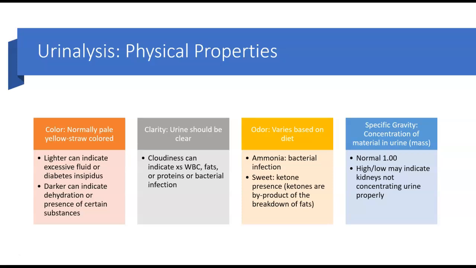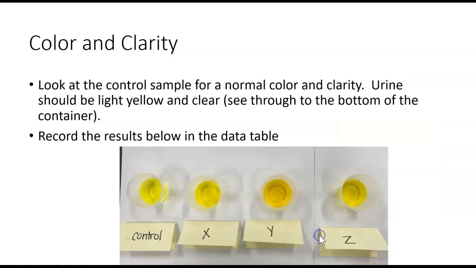And then we also look at specific gravity, which is basically the concentration of things in your urine. So the different chemicals, the electrolytes, that type of stuff. So if it's high or low, that can indicate that the kidneys are not concentrating that urine properly. They're not putting it in or taking out the right amount of urine.